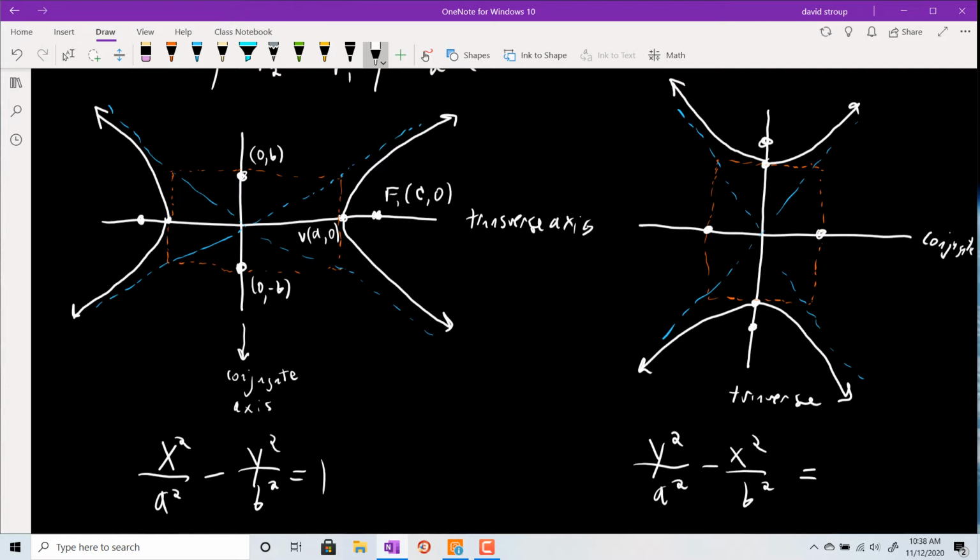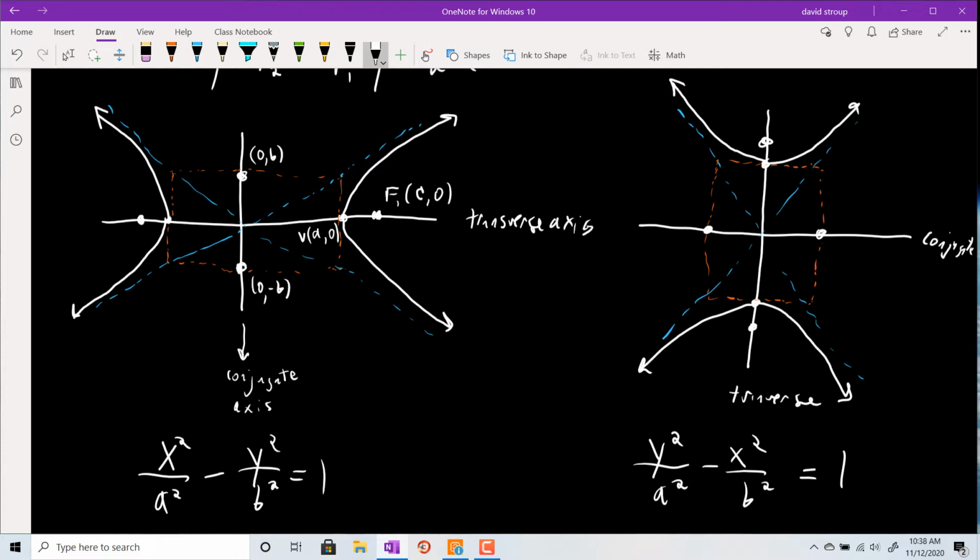And our formula for this orientation is y squared over a squared minus x squared over b squared equals 1. In this case, unlike the ellipse, the a and the b values don't have to have a relationship between them. Like for the equation of an ellipse, the a value is always greater than the b value. But for the equation of a hyperbola, that relationship doesn't hold.